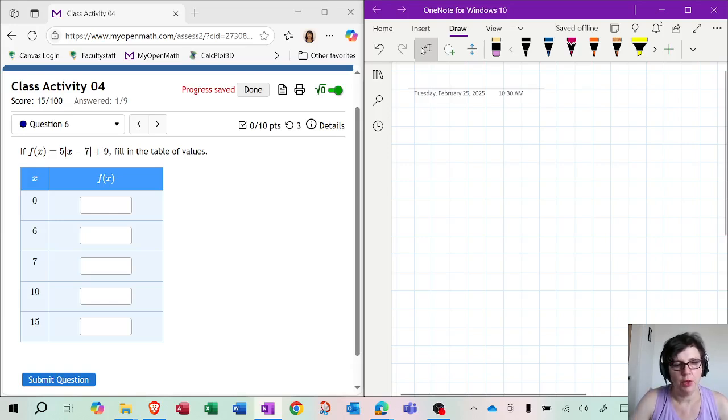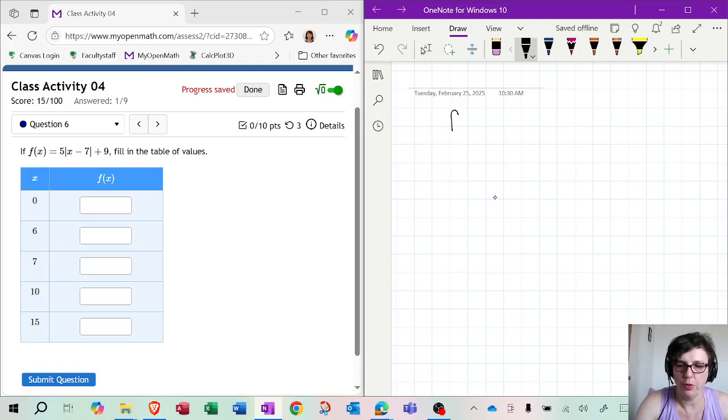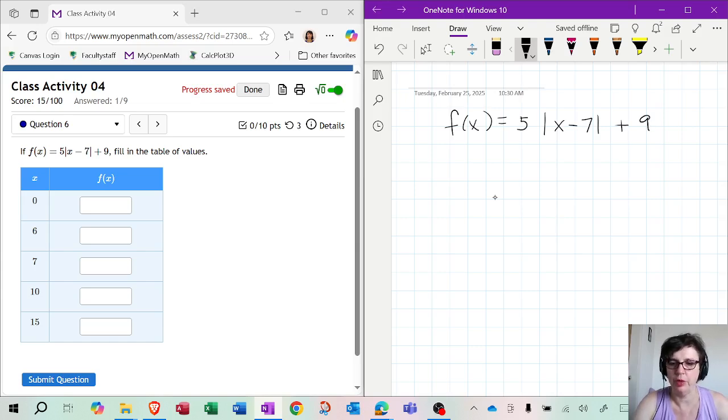Okay guys, in this video, I'm going to show you how to fill out the table of values for the function 5 times the absolute value of x minus 7, plus 9. I'll show you how to do that by hand and also how to check your work using a calculator. So first we want to compute f of 0.